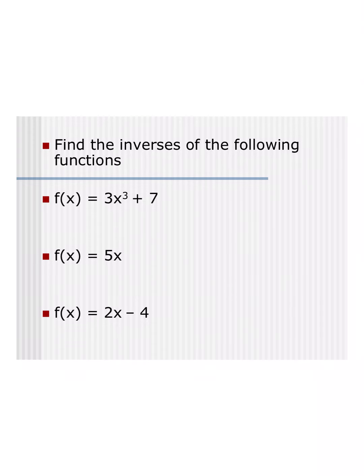All right, go ahead and test yourself. See if you can find the inverse for these three functions, and then also try using the new notation to represent the inverse. Go ahead and pause the video and try this on your own.